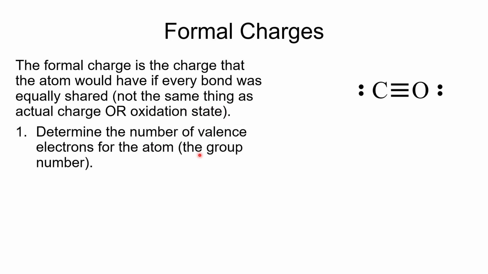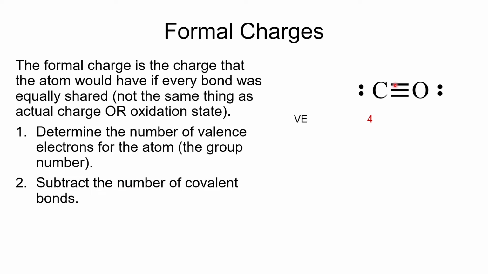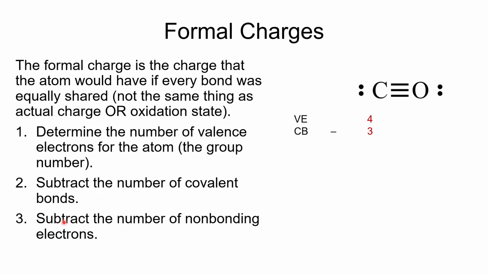So the first thing that you want to do when you're trying to determine formal charge for a particular atom is determine the number of valence electrons. We know carbon is in group four, so we'll put four valence electrons for carbon. That's the group number. And then we're going to subtract the number of covalent bonds, and you'll see there's three covalent bonds, so we're going to subtract three from that four. And then we're going to subtract the number of non-bonding electrons, and that's two here on the carbon. So four minus three minus two gives us a negative one formal charge. So we're going to put a negative one up there on that carbon.